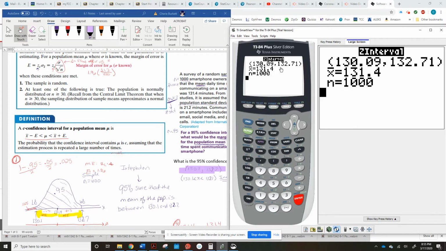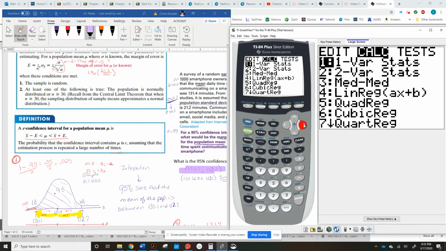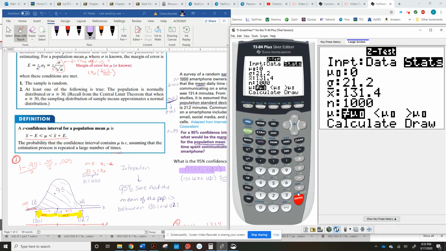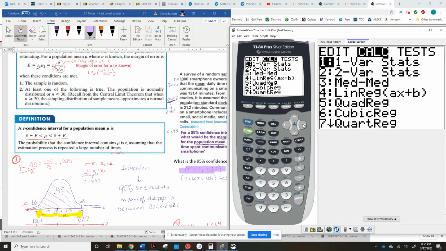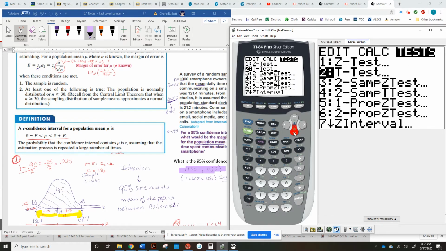For those of you who don't have the 84, I would imagine that when you type in the Z interval, you pick option 7, it probably just gives you parentheses. And I'm guessing that the same information that we typed in would be what you're going to type in. Oh, I did the wrong thing. You want number 7.